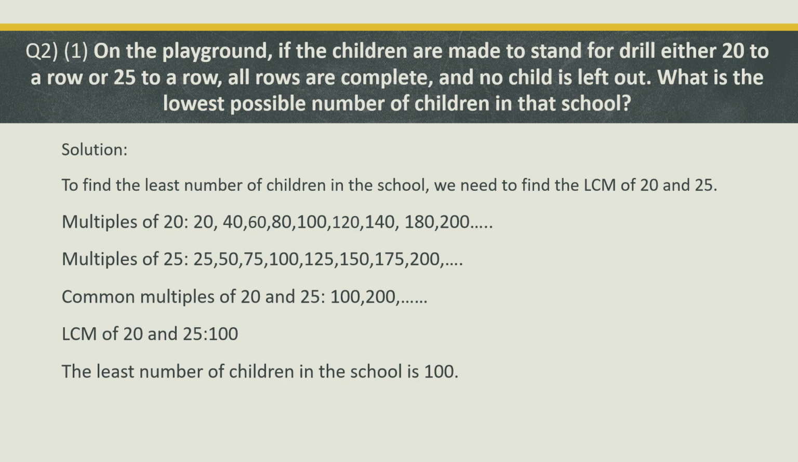To find the least number of children in the school, we need to find the LCM of 20 and 25. It's easy now because we just need to write the table of the numbers given. So table of 20 I have written and table of 25 I have written. Which is the common multiple of 20 and 25 here? It's 100 and I have 200. Which is the smaller number? 100. So my LCM is 100. So the least number of children in that school will be 100. Next.